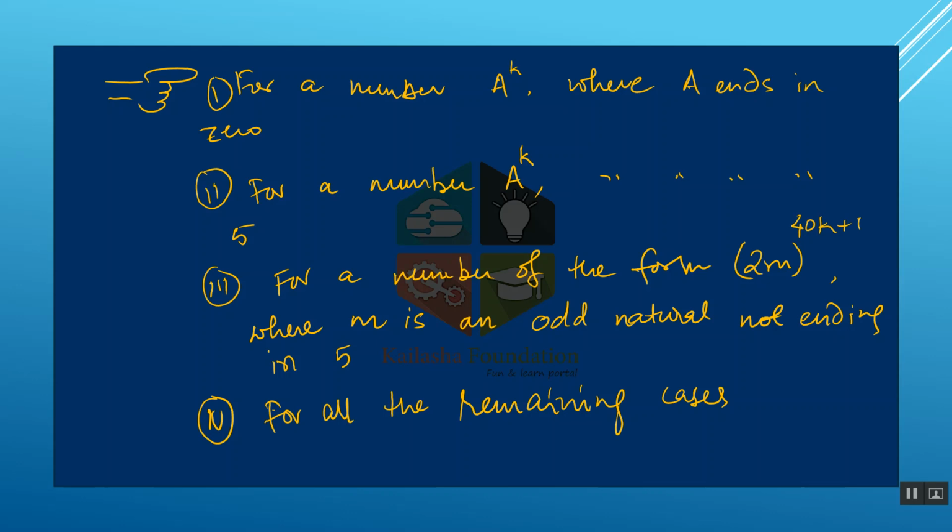So the first case, for a number a raised to the power k where a ends in 0, like 4 3 1 2 0 raised to the power 55. Whenever k is greater than 1, the last two digits are double zero. And if k is 1, we already know from the given number what the last two digits are, so no problem at all.